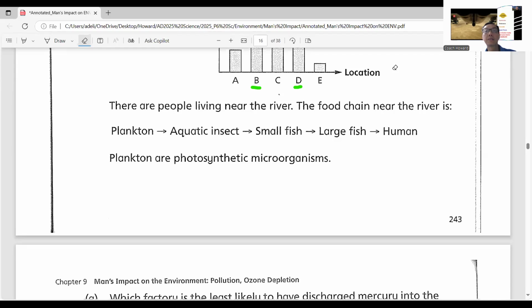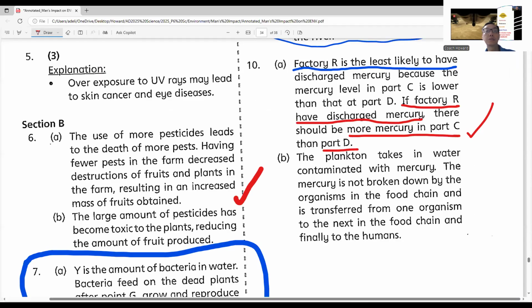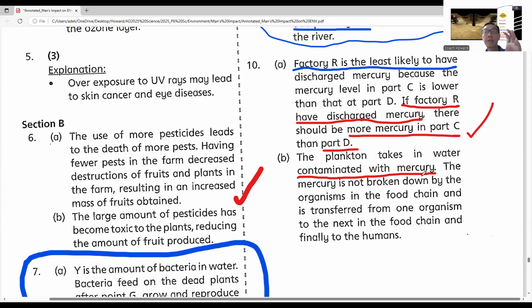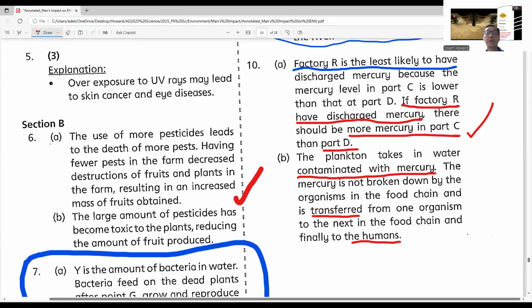this part. Okay. The planktons take in water contaminated. Okay, you must use the word contaminated with mercury. Because the mercury is not broken down by the organism in the food chain, it's transferred to the next organism and to the next until it reaches human. Okay. The mercury is transferred from one organism to the next. So from the aquatic insect, they go to the small fish, goes to the large fish, and then goes to the human. So this is the reason for this.